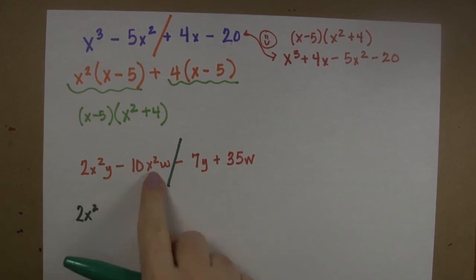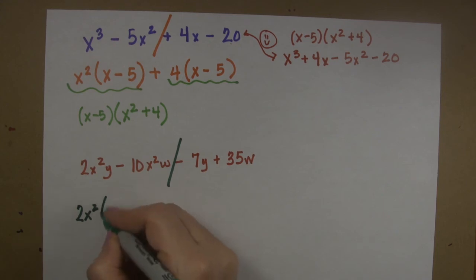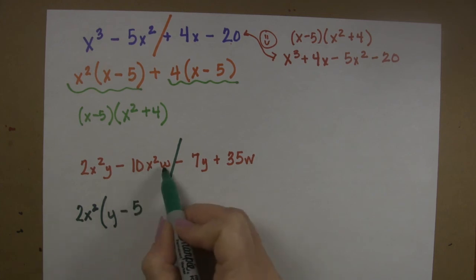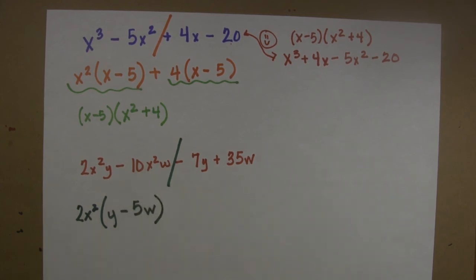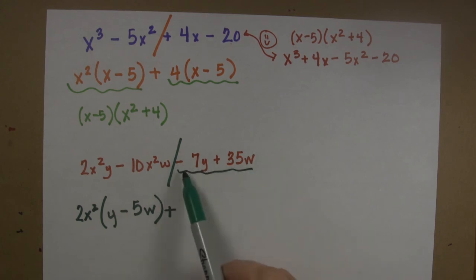I can't suck out the y because I have no y over here. And I can't suck out the w because I don't have any w over here. But I can suck out the 2x squared. That leaves me with y minus 5w. y minus 5w is what I get. Plus, still a plus. Now I look at this side of the equation. I have negative 7y plus 35w.